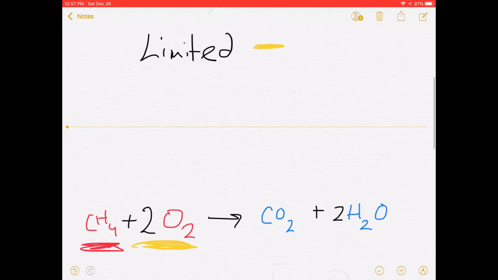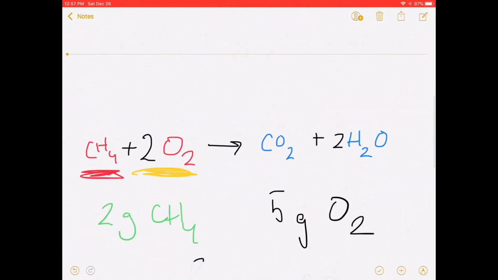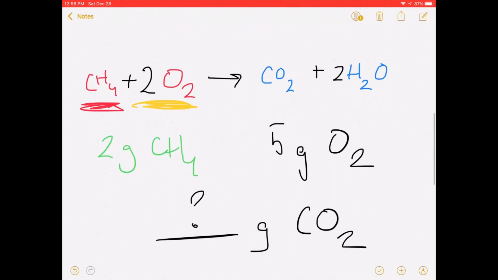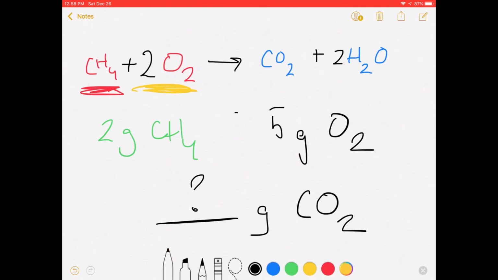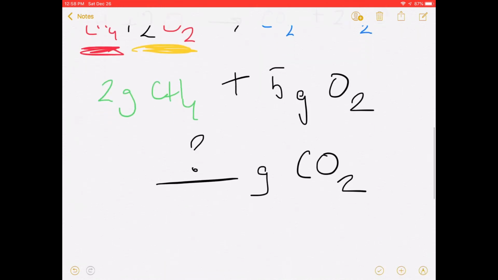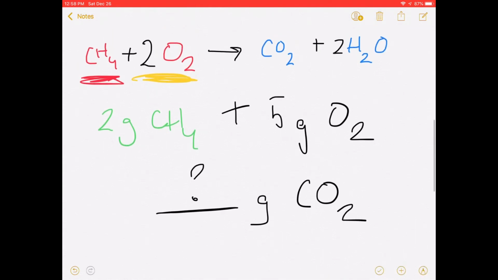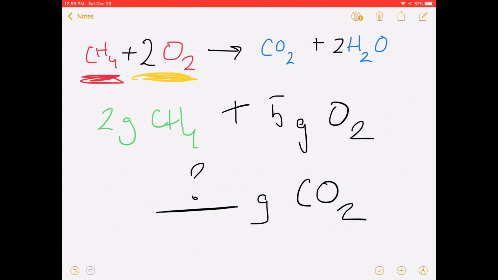So now let's get into a problem that will help us kind of visually see the amount of product that we can get from a limiting reactant reaction. So below, I've written down a neat problem. Let's say we're given 2 grams of CH4, and at the same time, we're also only given 5 grams of O2. And the question asks, how many grams of CO2 will I produce? Perfect. So now, let's go ahead and solve this problem.